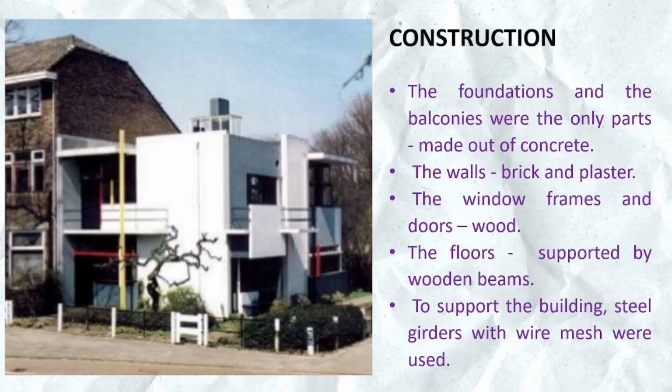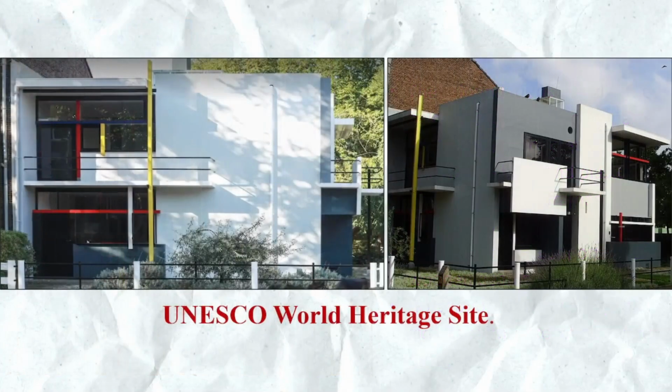Then there are bedrooms and storage spaces separated by portable partitions on the other floor. The Schroder House is the only building that was designed in complete accordance with the De Stijl style, which was marked by primary colors and pure ideas, as we see in two of the images here.